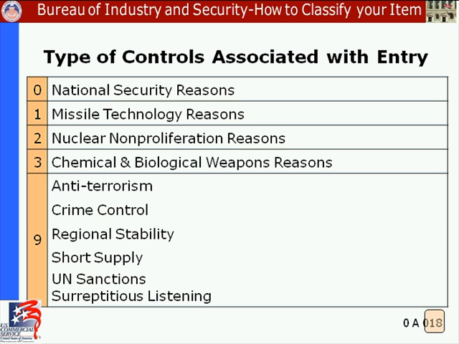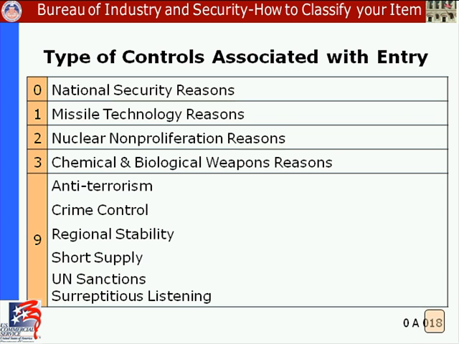Now let's talk about 100 series items. All 100 series items are controlled for nuclear technology reasons. Some 100 series items are also controlled for other reasons listed below. May also control for nuclear, may also control for chemical, biological, may also control for short supply. Okay.